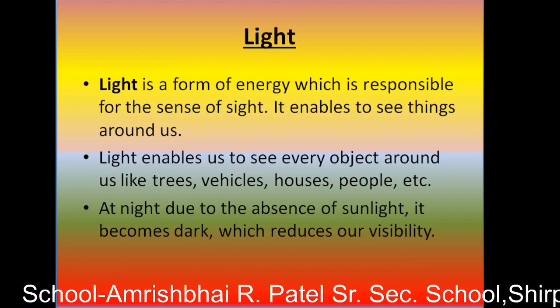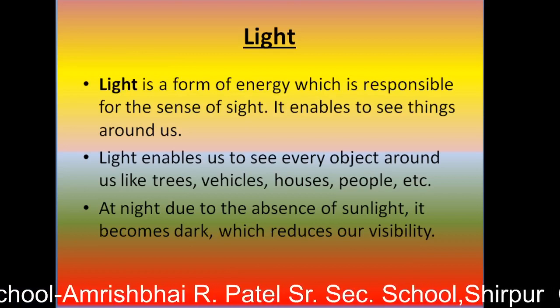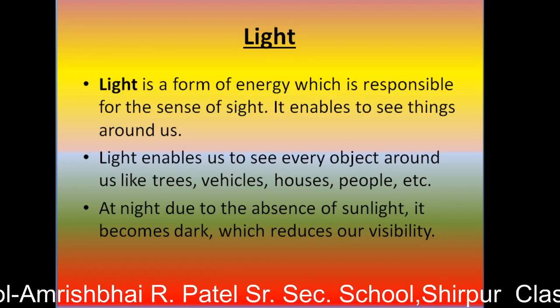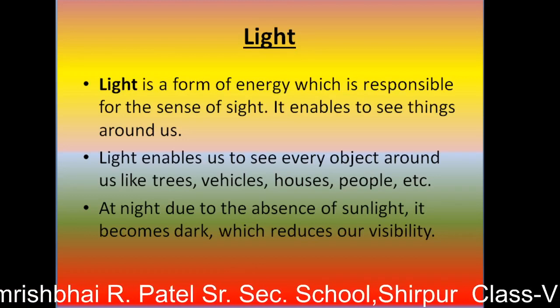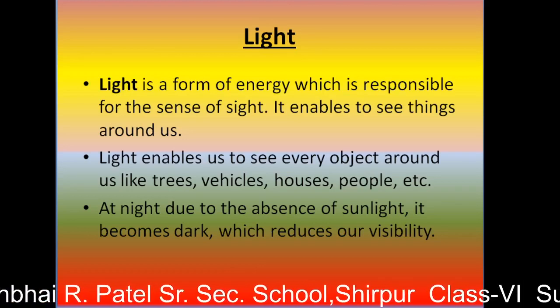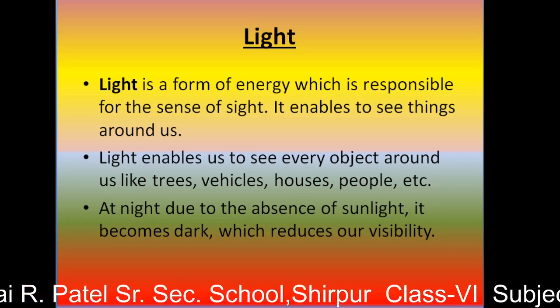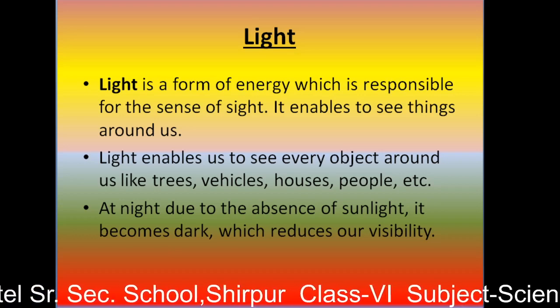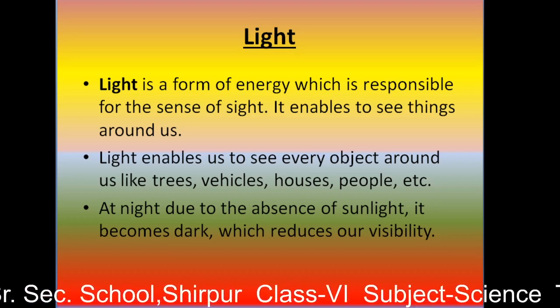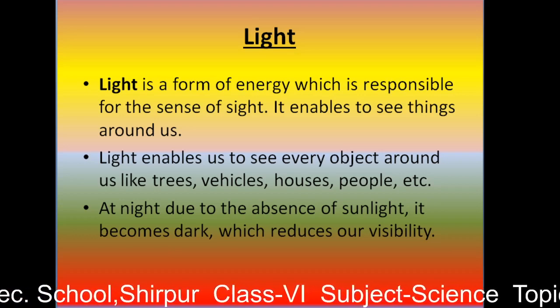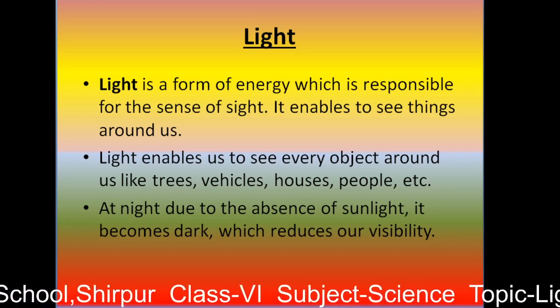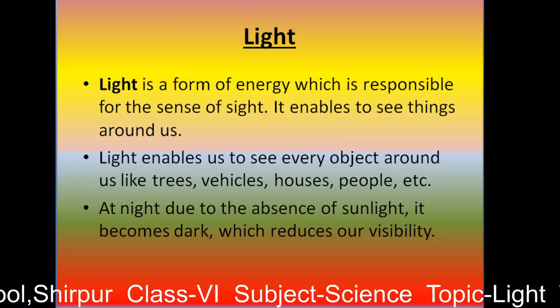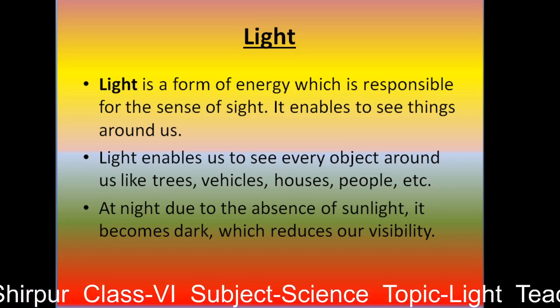Light enables us to see every object around us, like trees, vehicles, houses, people, etc. So we can say that light is a form of energy which is responsible for the sense of sight. It enables us to see things around us. At night, due to the absence of sunlight, it becomes dark, which reduces our visibility.